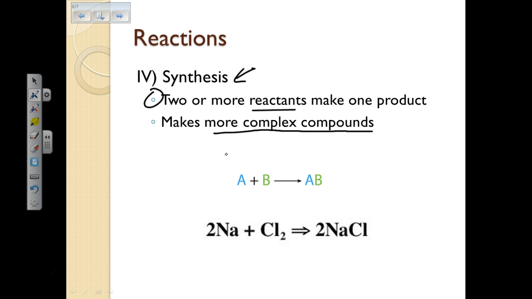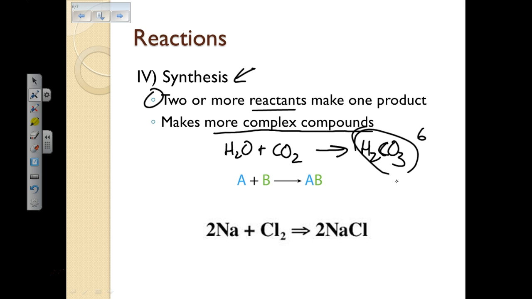For example, H2O plus CO2. That's 2, and that reacts to form H2CO3. This has 3 atoms, this has 3 atoms, this has all the atoms in it, this has 6 atoms. This is definitely more complex. So while we're not starting with elements, we have 2 compounds and we make a more complex compound. So it's really 2 or more reactants making one product.